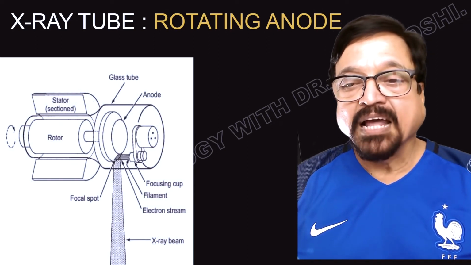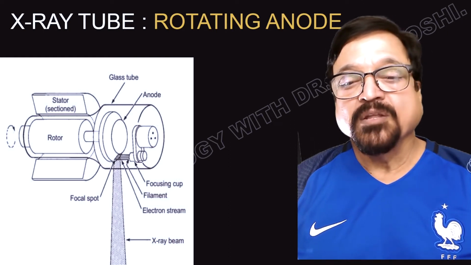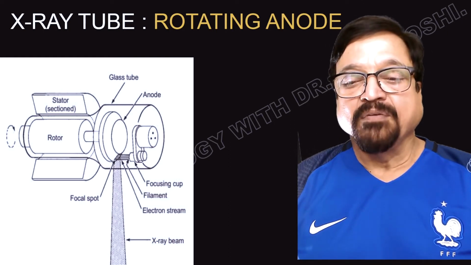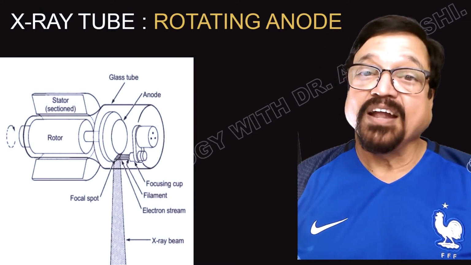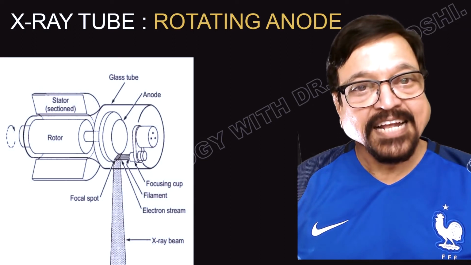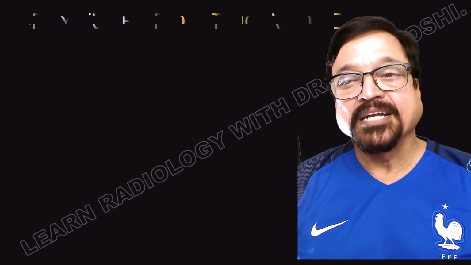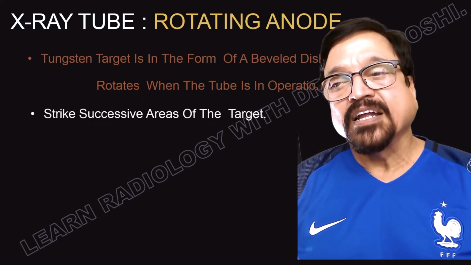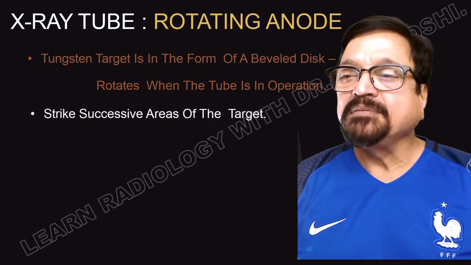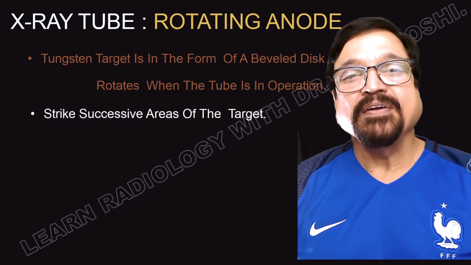Now here what is happening is the focal spot is changing because the anode is rotating. Every time a different surface comes in contact, a different area produces the X-rays. That's why the tube is more efficient and heat dissipation is better. Here again the target is tungsten and it is a bevel disc. The bevel disc is for effective X-ray production, as we have seen.